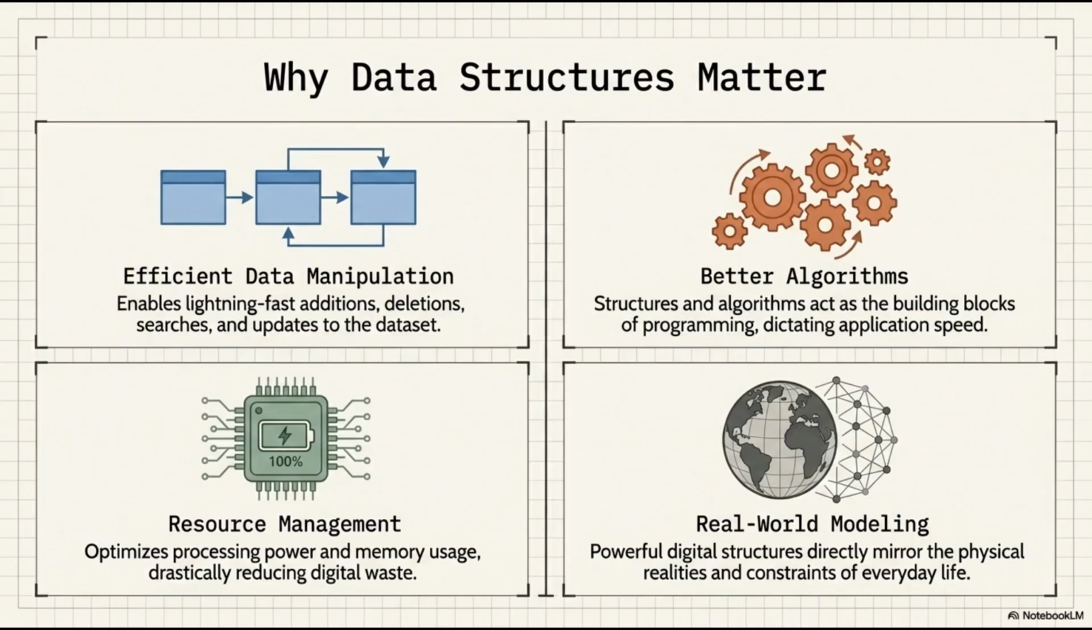We care about this because these structures are the very foundation of modern computing. They enable lightning-fast data manipulation and really form the bedrock of complex algorithms. By optimizing memory usage, they literally save millions in AWS server costs, they preserve your phone's battery life, and they do it all while seamlessly mirroring the physical constraints of our everyday lives.